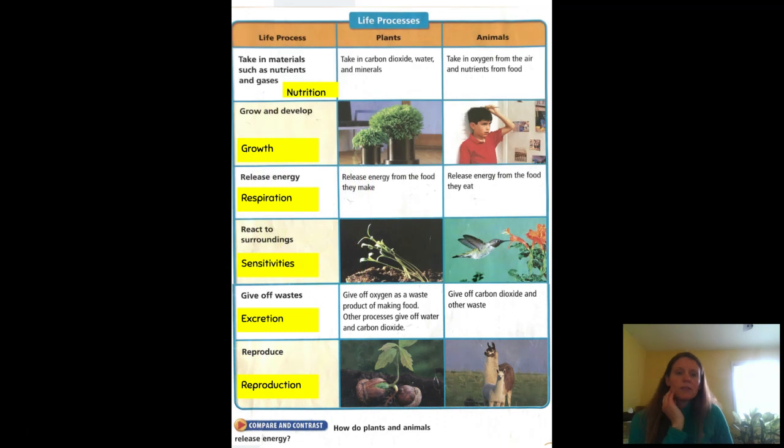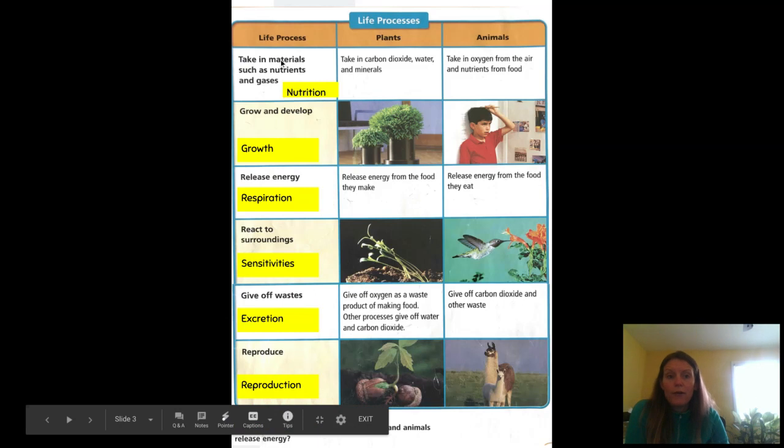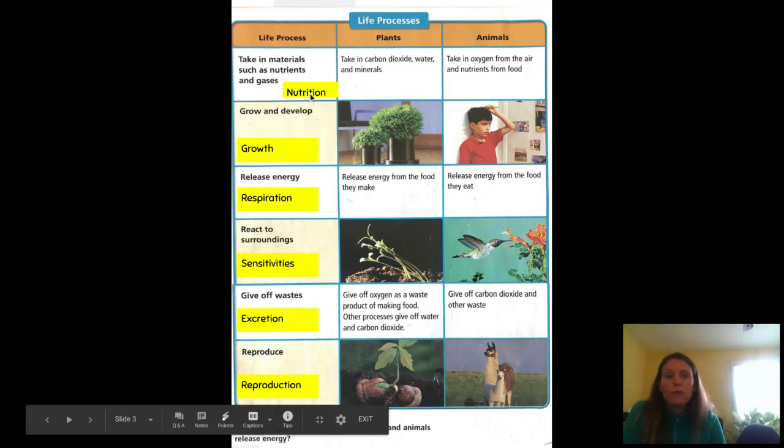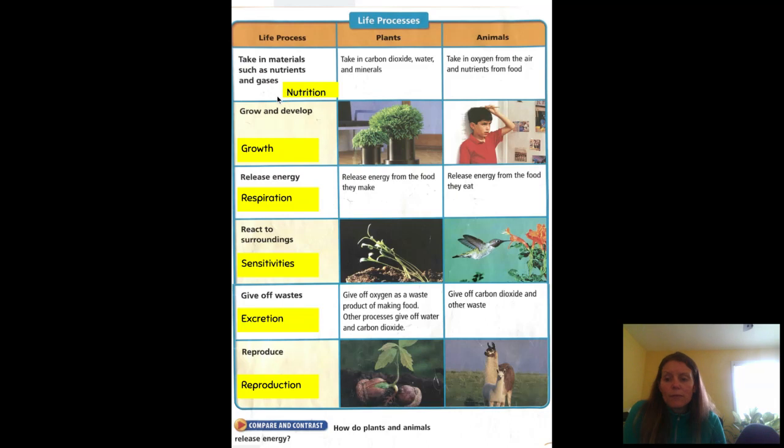Let's take a look at our next slide here. Life process. So here is a really awesome chart comparing both plants and animals. Here are the 7. They're in yellow here. I tried to make them brighter for you so you can see them. Some videos and some books might call them different things, so I added both of them here for you. The first one we have is nutrition. Nutrition means when something takes in materials such as nutrients and gases. A plant takes in carbon dioxide, water, and minerals from their soil, right? But an animal, which we would be considered an animal, right?